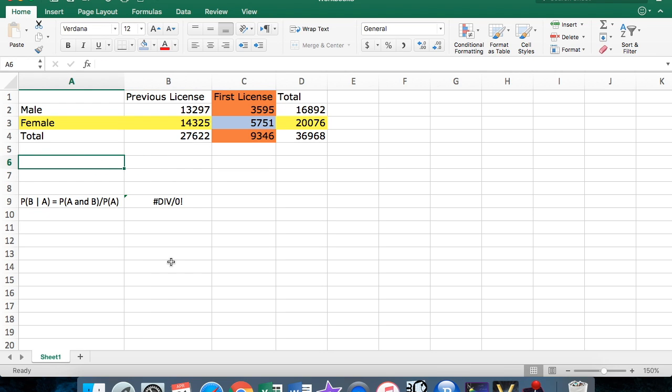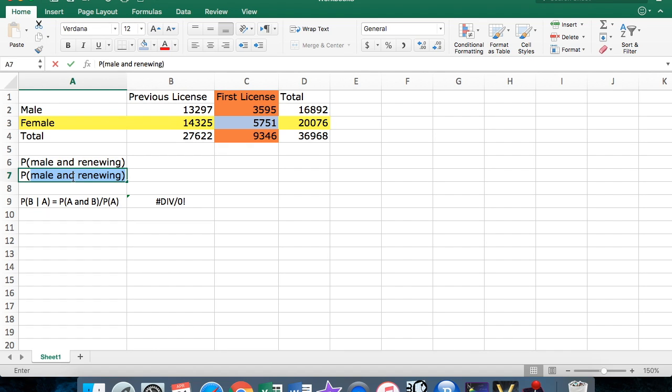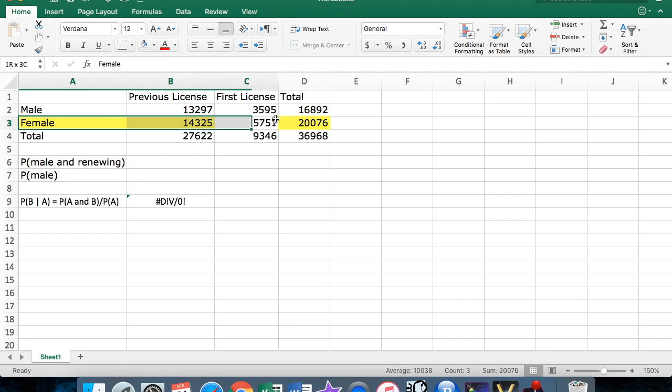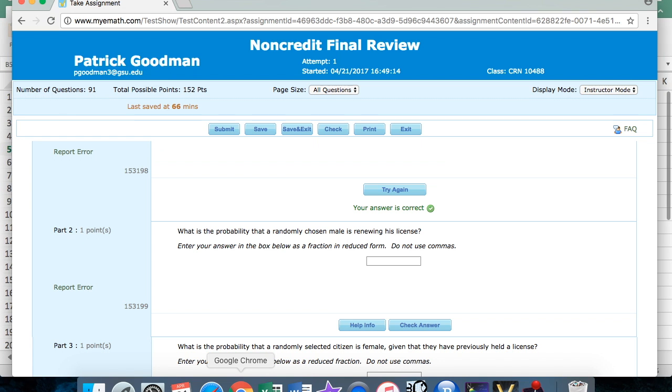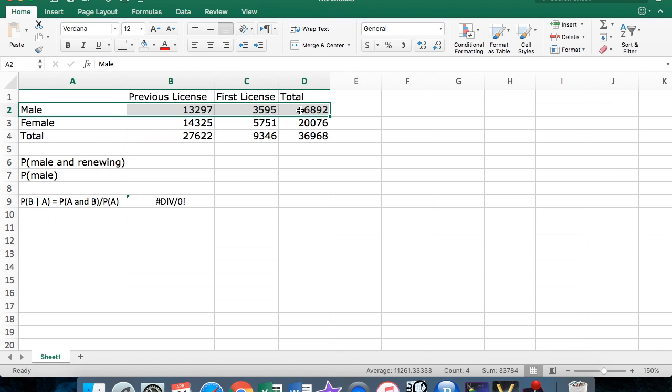Okay, so now I want probability of male, because we're, oh wait, no, I did A and B here. So male and renewing license. So male and renewing, and then we have probability of male, because he's given. All right, so how many males do we have? So let's unfill this. Go to no fill, so that way the bars come back. Okay, so then here, probability a randomly chosen male is renewing his license. So how many males do we have? Well, we have this many. So this is my number of males.